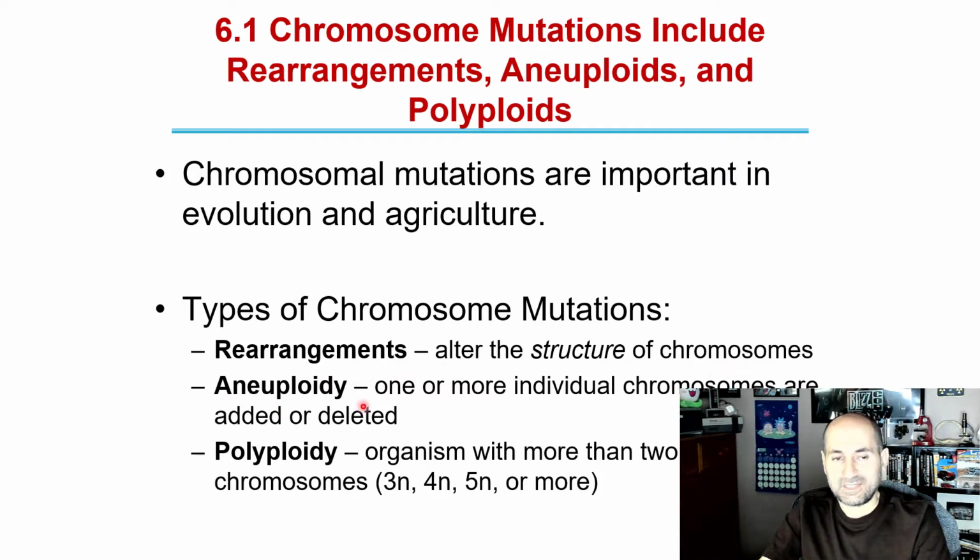You could have what's known as aneuploidy. This means that you have one or more individual chromosomes added or deleted. So if you have an extra chromosome, or if you're missing a chromosome, or if you have two extra chromosomes, something like that. And then polyploidy, which means that you have a whole extra set of chromosomes. So instead of having, for example, 2N, two homologous sets, one set from your mom and one set from your dad, you may have a whole extra set of 23 chromosomes, for instance. That's the example there. So you could be 3N or 4N or 5N or more. You know, you could get up to 8N, I've seen, for strawberries.